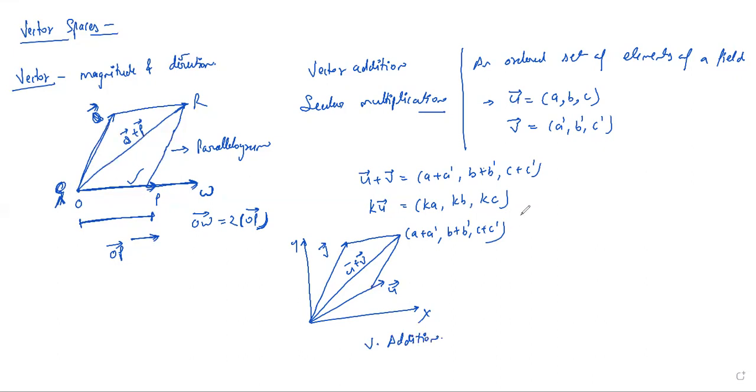Now let's see scalar multiplication. This is our vector U, and if I multiply this vector U by any scalar K, the new vector becomes KU. So this is in the same direction. We are applying the force in the same direction towards U, then it becomes KU. So this is scalar multiplication.